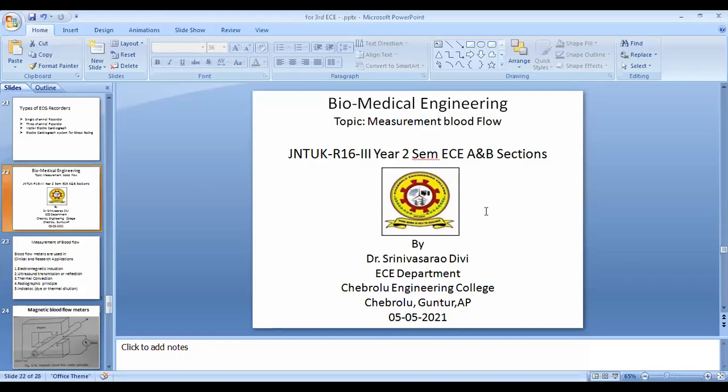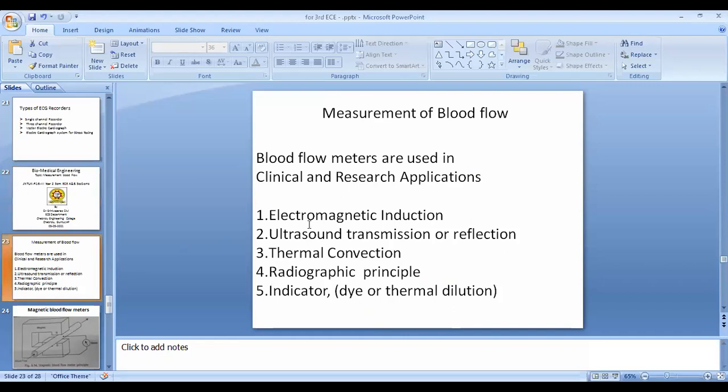So today we will see the measurement of blood flow, how we can measure the blood flow in a blood vessel of a human being. There are a number of methods: electromagnetic induction, ultrasound transmission or reflection, thermal convection, radiographic principle, and indicator, dye or thermal dilution methods.